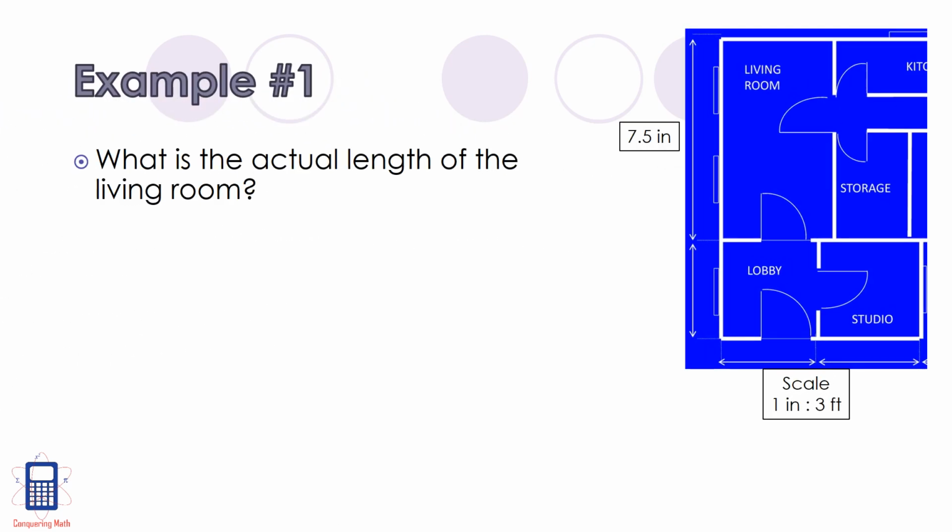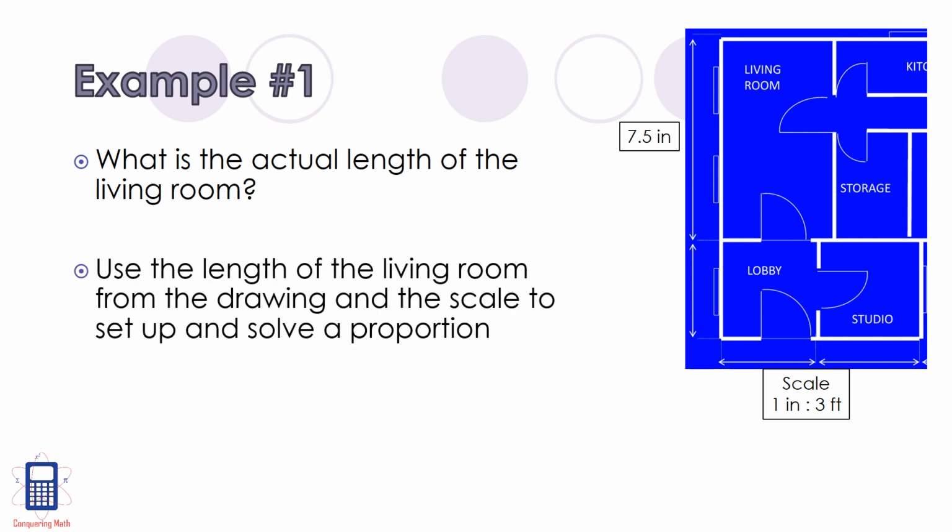So for this example, we need to find the actual length of the living room. In the drawing, the living room is 7.5 inches long, and the scale is 1 inch to 3 feet. There are many different ways to solve this. In this case, we'll use the length of the living room and the scale to set up a proportion and then solve that.